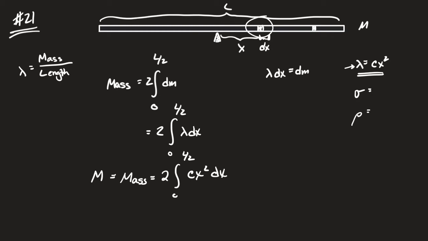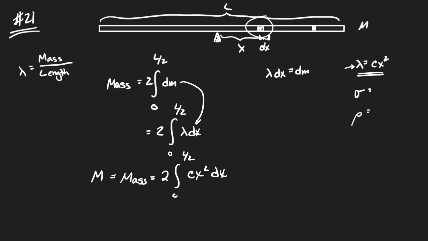dm represents the mass at that location. So that's why I can do that substitution. I'm taking lambda dx, which is a mass. It's density times length, and replacing it for the mass that's there. Does that make sense? Yeah.